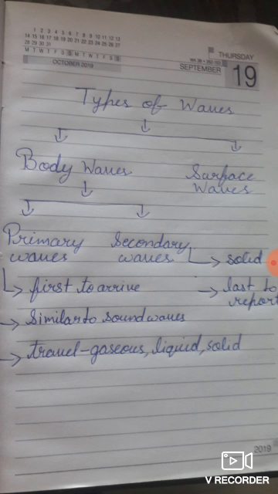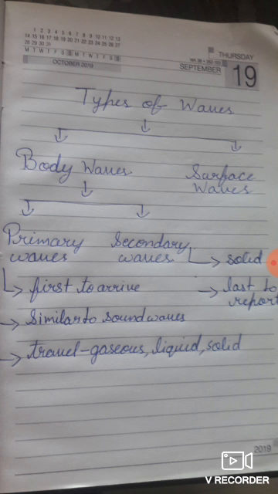Now children, when the body waves interact with the surface rocks, they generate a new set of waves, which are called surface waves. These waves move along the surface, hence the name surface waves.